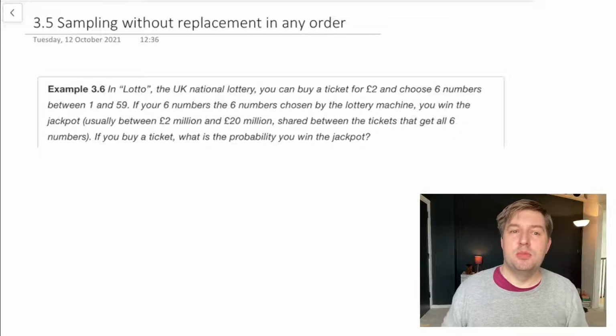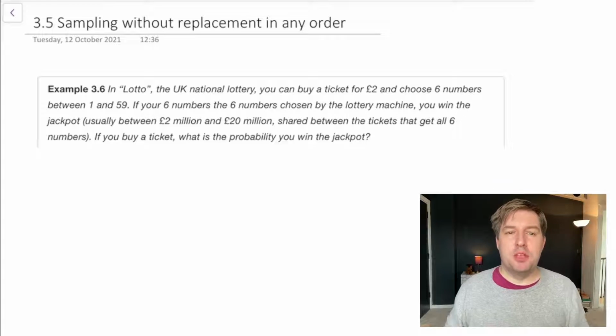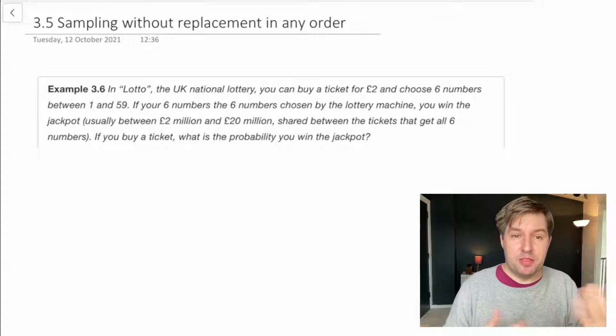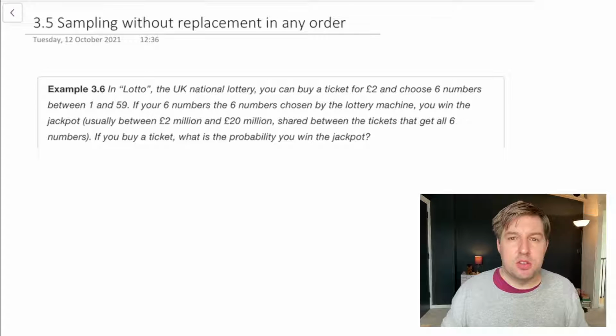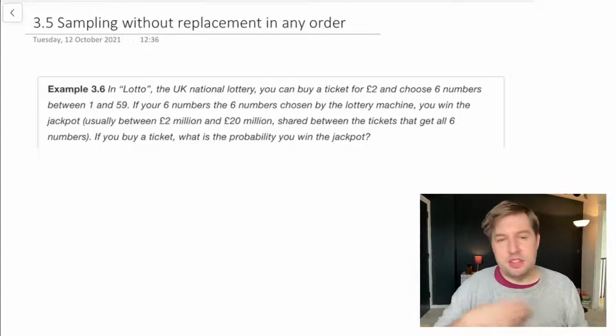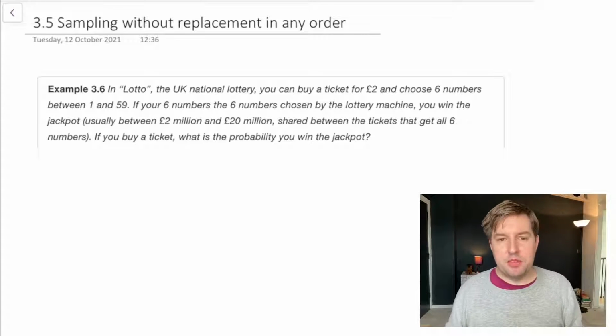So here's our example. In Lotto, which is the name for the National Lottery in the UK, you can buy a ticket for £2 and choose 6 numbers between 1 and 59. And if the 6 numbers on your ticket are the 6 numbers that come up out of the machine, then you win the jackpot, which is usually somewhere between about £2 and £20 million. And it's shared between all the tickets that get 6 numbers. So if you buy a ticket, what's the probability you win the jackpot? So what's the probability that your 6 numbers are the 6 numbers that come out of the machine?